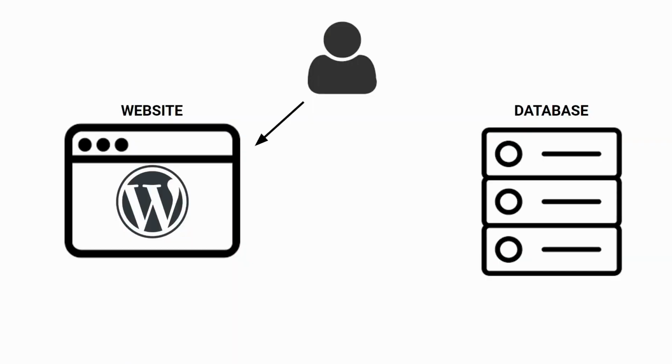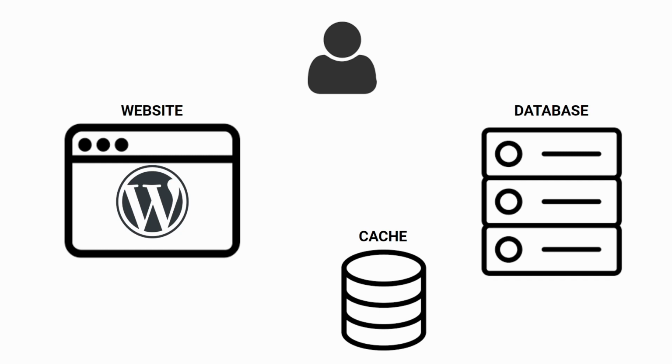Let's say a user arrives to your website's homepage. Usually WordPress would make a request to the database to show the content to the user. But instead, this plugin creates a static HTML page of your homepage beforehand and shows this to the user. Since there are no calls to the database, it's much faster to load. So let me show you how to adjust the settings for best performance.